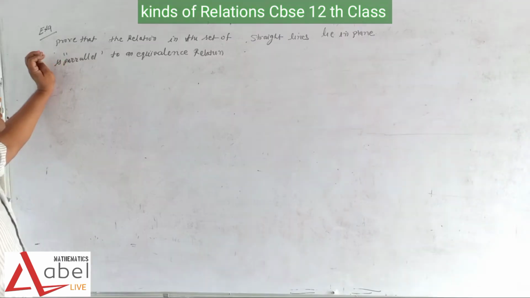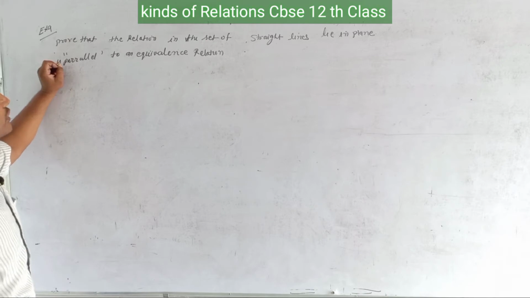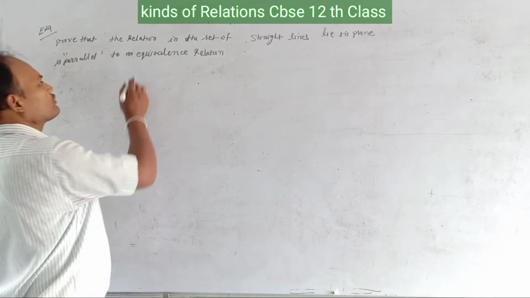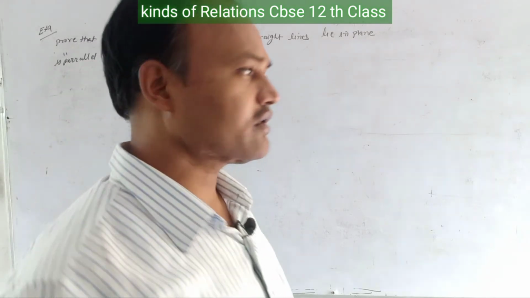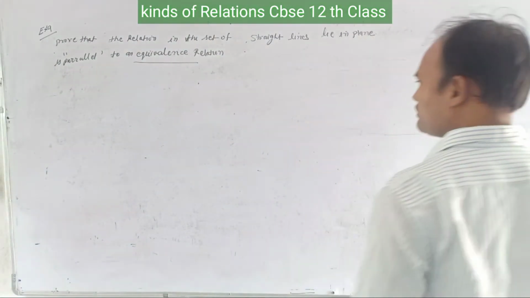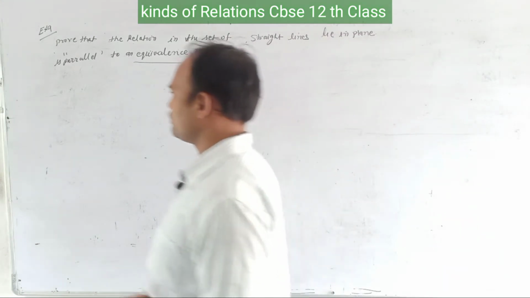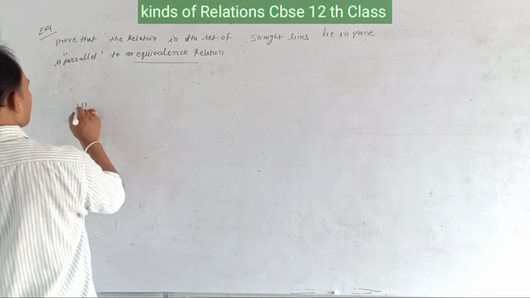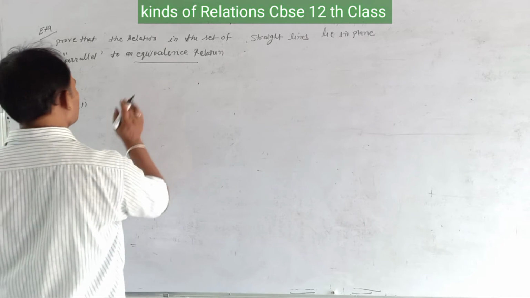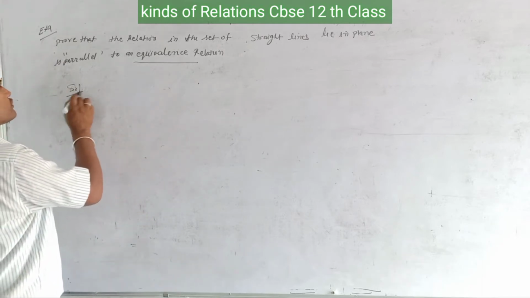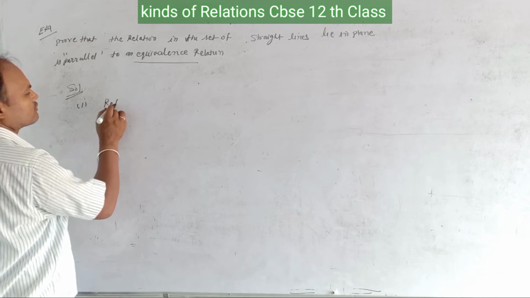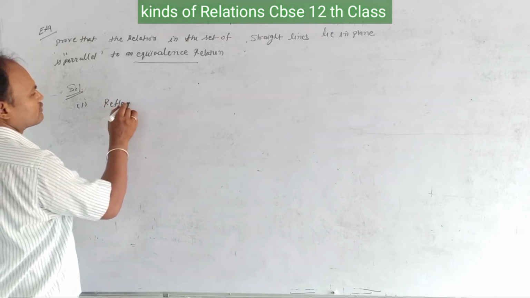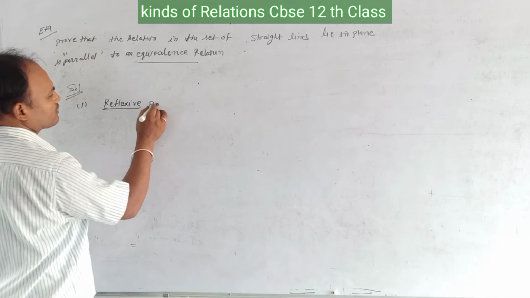Now the question: the relation "lies in a plane and is parallel to" is an equivalence relation. So how can we solve it? We have to know what the equivalence relation is. It means it is symmetric, transitive and reflexive. So firstly, we are going to solve it by reflexive relation.